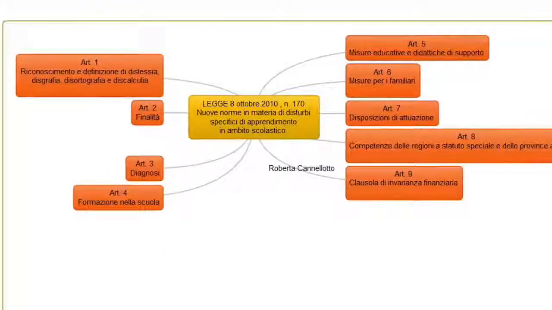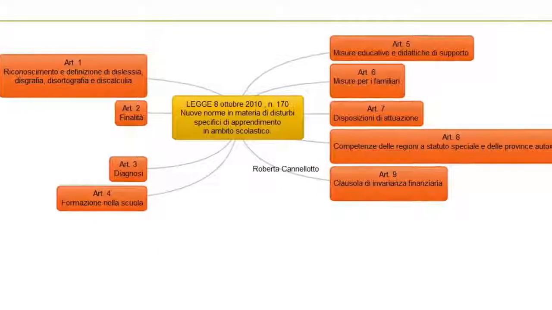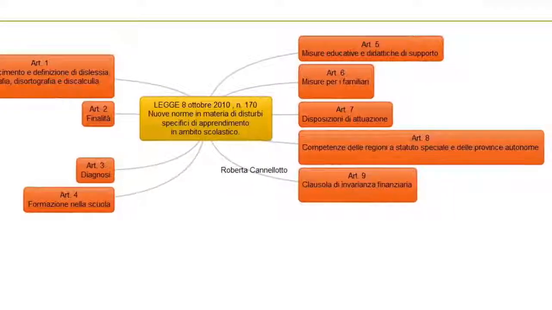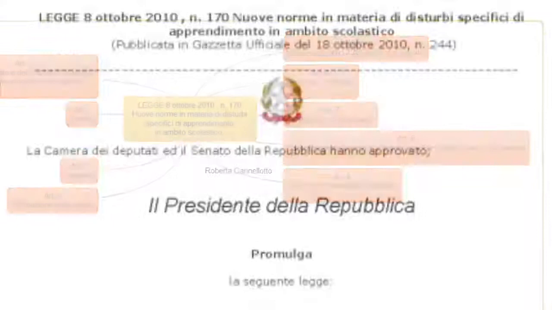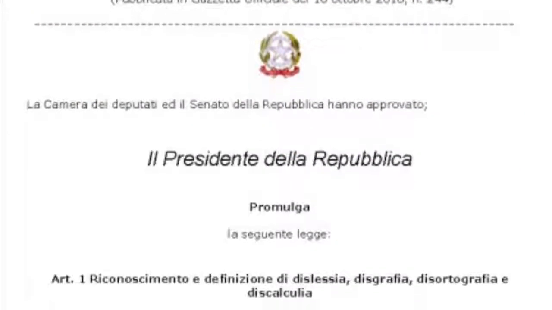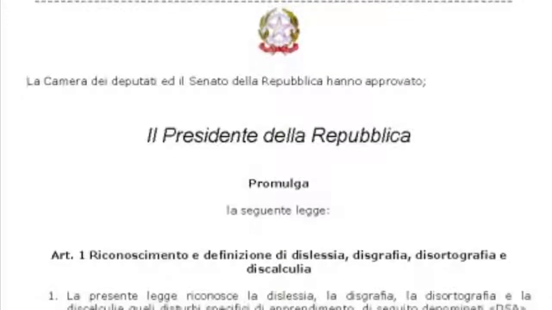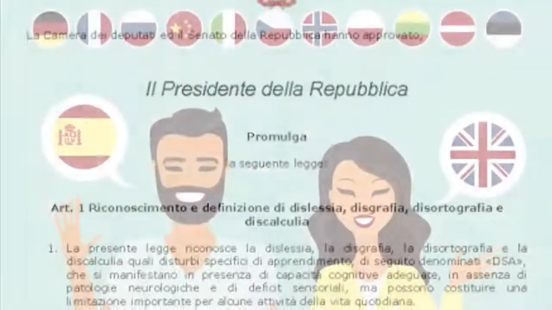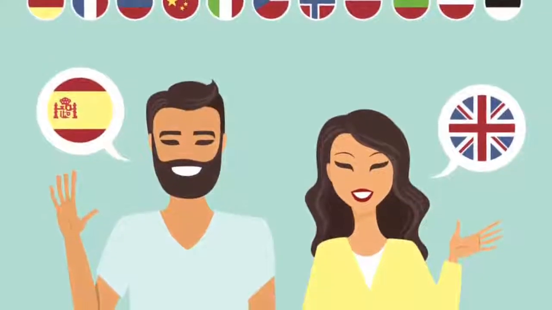At a legislative level, after years of lack or insufficient knowledge of the causes of these difficulties, legislation has taken a major step forward. On October the 8th, 2010, Law number 170 laid down new rules on specific learning disabilities. In addition, both the definition of SLD and dyslexia, dysgraphia, dysorthography, and dyscalculia have been introduced for the first time in a legislative text. In July 2011, guidelines were laid down explaining in detail all the actions that the regional school offices, schools, and families must take for the protection and support of students with SLD.